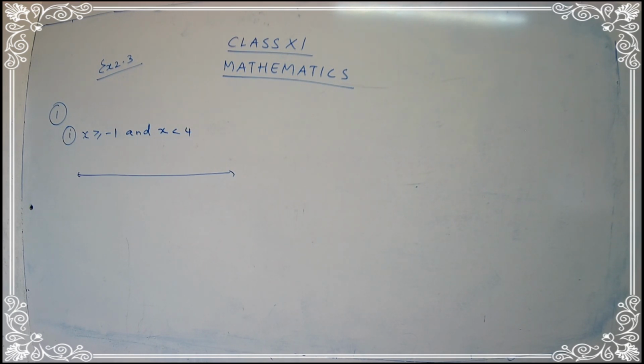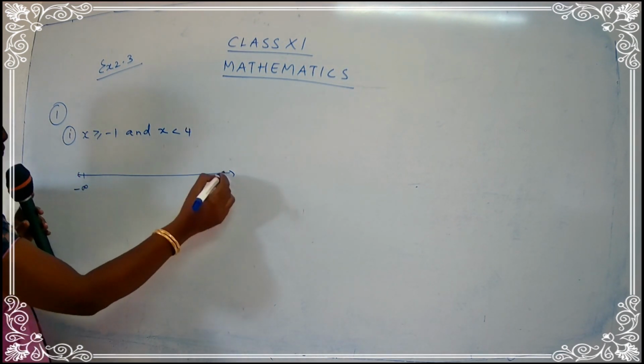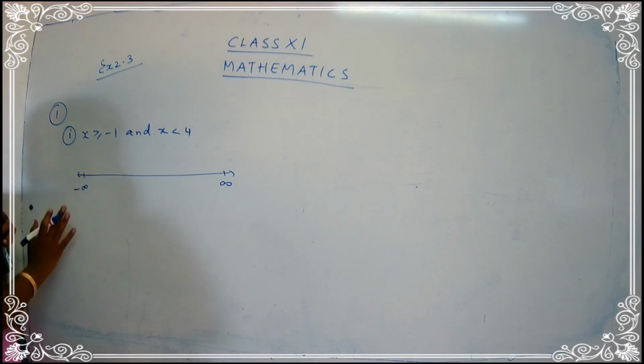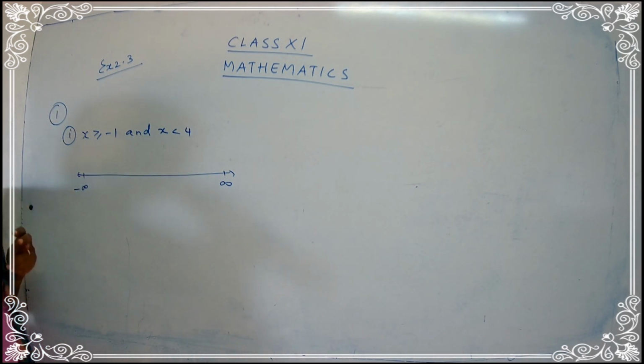I hope you are ready with your number lines. Okay. Now let's take the values over here. What are the values you are going to take here? You are going to take the values minus 1 and 4. So first of all, when you draw a number line, draw here minus infinity and put here infinity. We know on the right side you have positive infinity, and on the left side you have negative infinity.